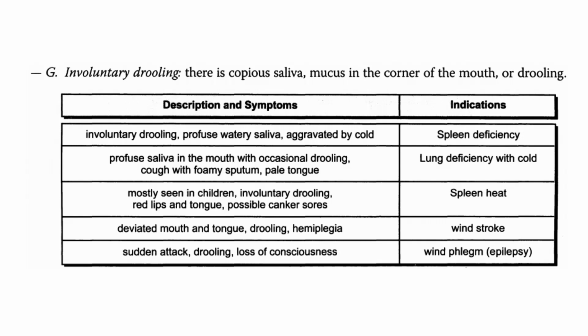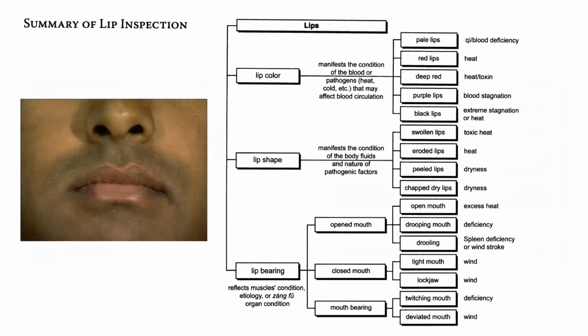This case is mostly seen in children. There is involuntary drooling, red lips and tongue, and possible canker sores. This is an indication of spleen heat. If there is a deviated mouth and tongue, drooling, and hemiplegia, this is an indication of wind stroke. If it comes in sudden attack, drooling, and loss of consciousness, there is wind phlegm, as in the case of epilepsy.